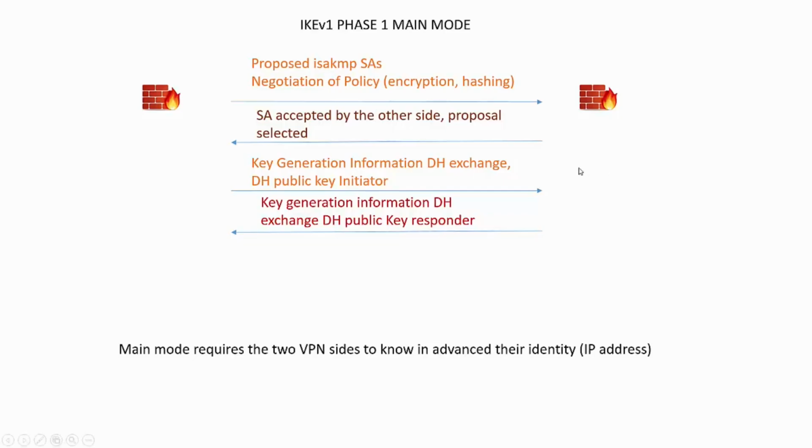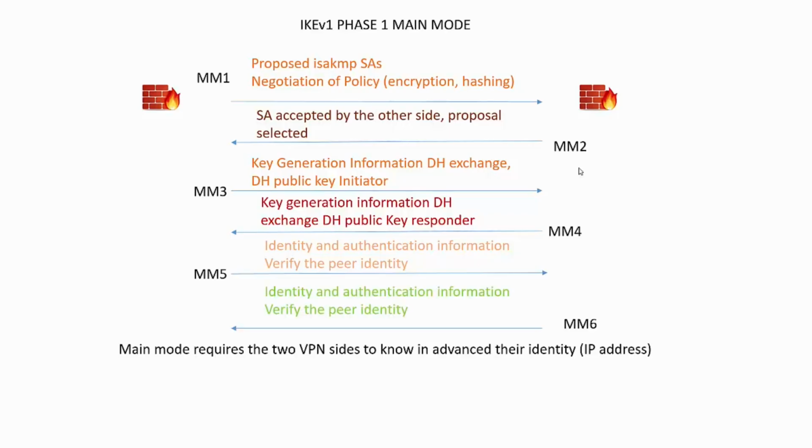And then once they have the shared secret keys, now they can exchange identities because they can encrypt the data and hash it. So nobody can see what identity and what information is getting exchanged. The traffic will be verified and encrypted. And then the responder will do the same. And then Phase 1 is complete.